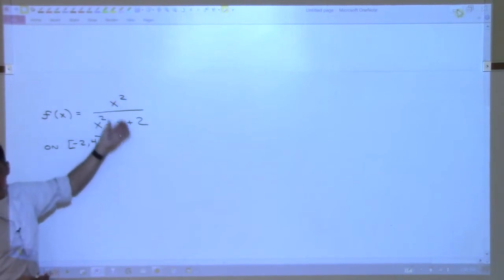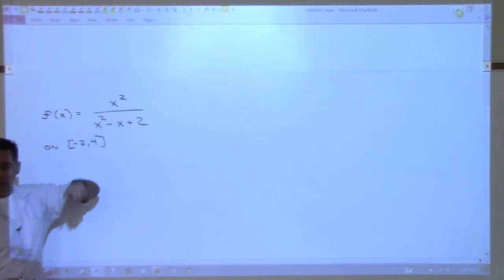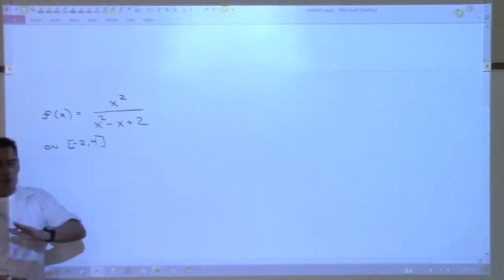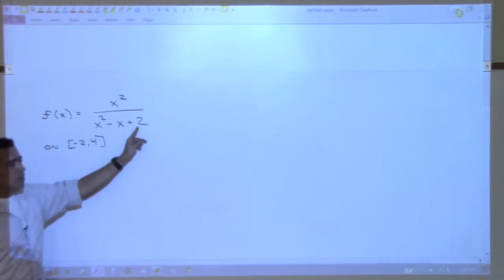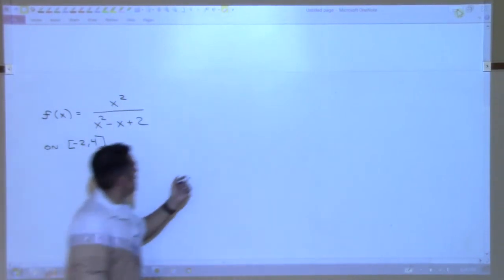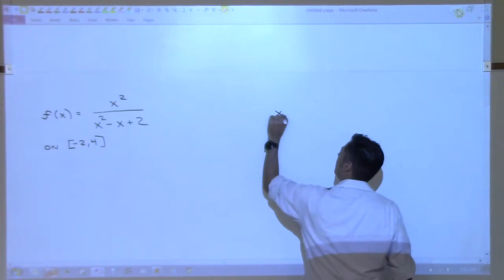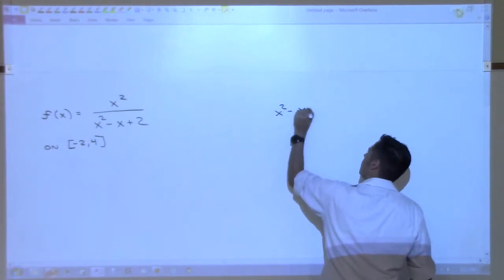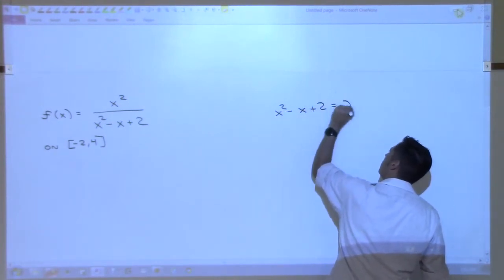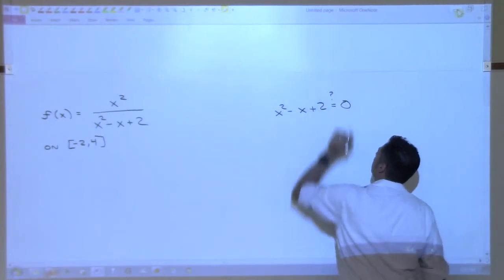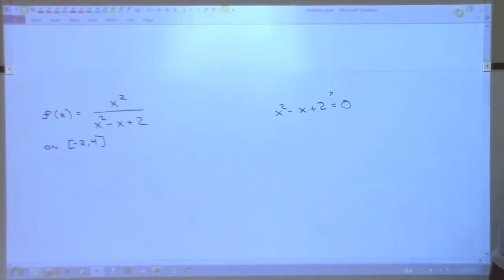Because this is a continuous function. You can draw it without picking up your pencil, except anywhere where the bottom is 0. So let me just consider that for a second. Is this possible? Is it possible for this to be equal to 0? Like, where does that happen? Well, that's a quadratic equation, right? So let's just do a quick quadratic formula on this.